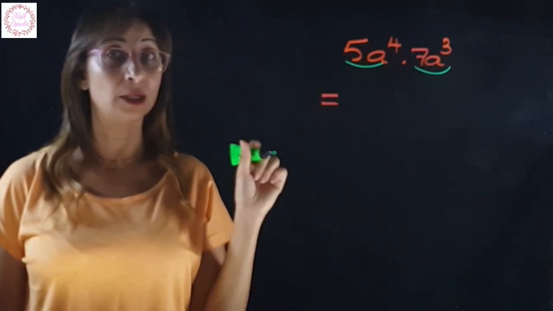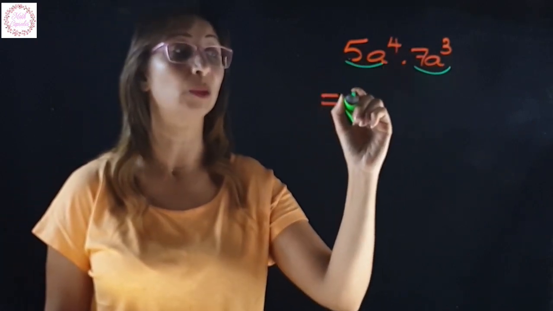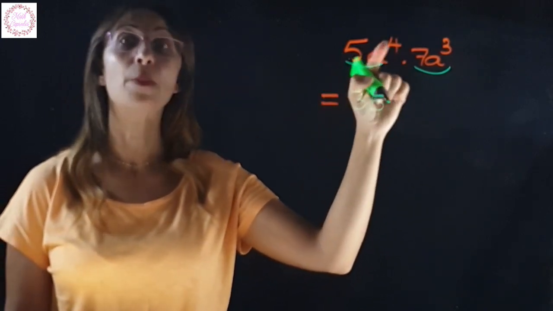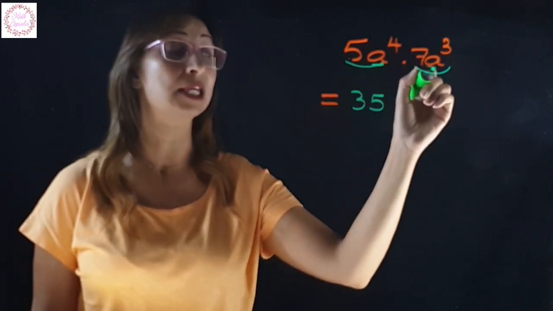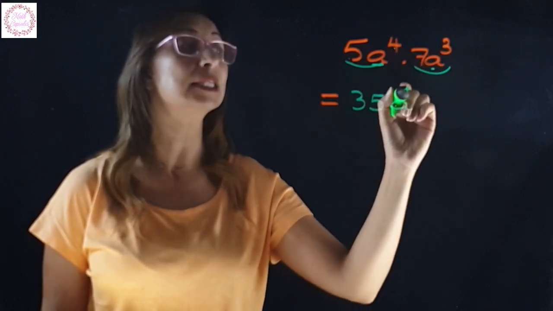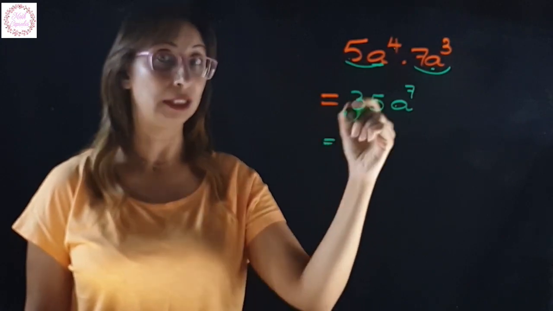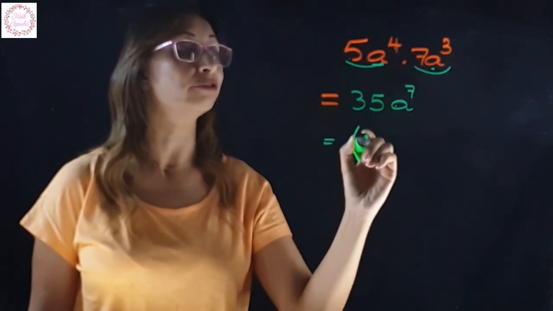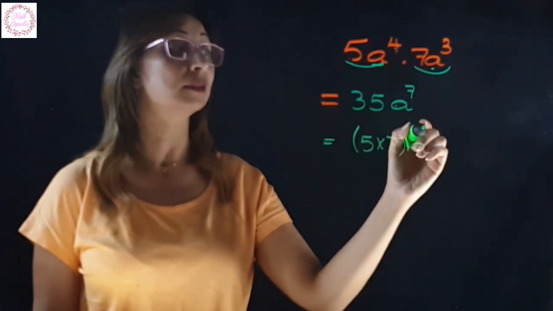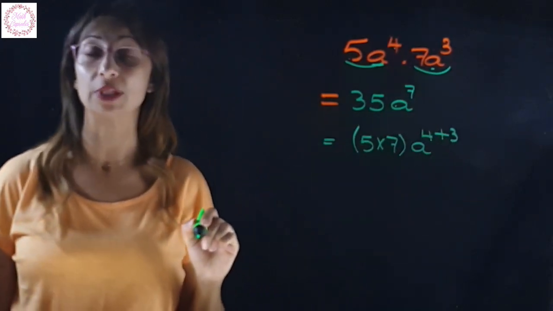So again, let's remember the two steps. Multiply the coefficients first. So 5 times 7, I'll multiply them to get 35. Then if we have like bases, you add the powers of like bases. So we have a and a, so we will write it once, and we add 4 plus 3, this is equal to 7. So again, what did I do? I will write it here in detail. I multiplied 5 times 7, and the a, I raised it to the power of 4 plus 3. I added the powers of the same base.